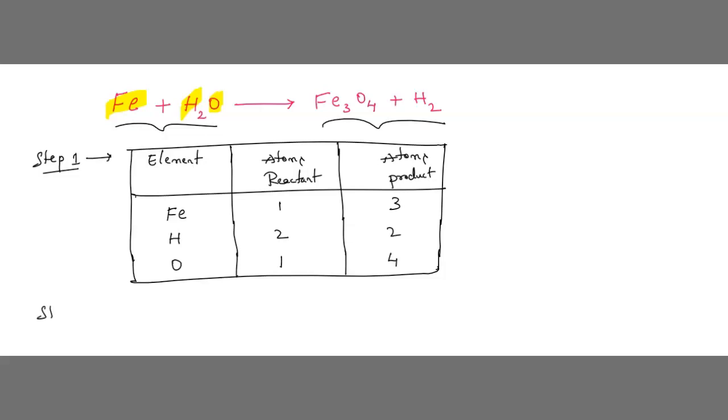So this is step number 1. From here we can ensure that the reactant side and the product side both have different atoms in different elements. Now we start balancing with the compound which contains the maximum number of atoms. First we have to see which element has the maximum number of atoms.